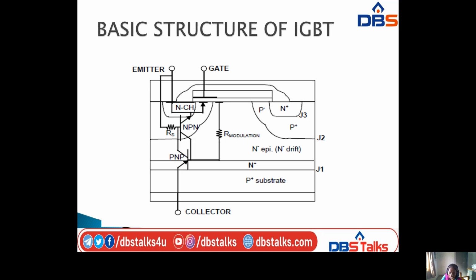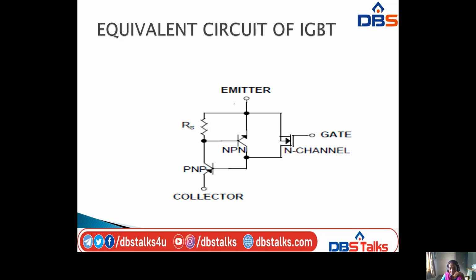So this is P plus substrate, N minus, N plus and P. Here we have junctions J1, J2 and J3. So this is the basic structure of IGBT, which combines BJT and MOSFET. The equivalent circuit of IGBT will be like this. Here we have a PNP and NPN transistor, and here we have an N channel MOSFET.